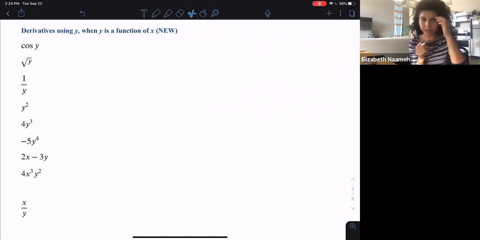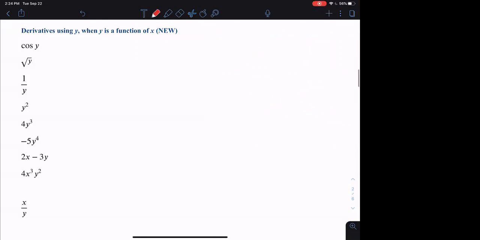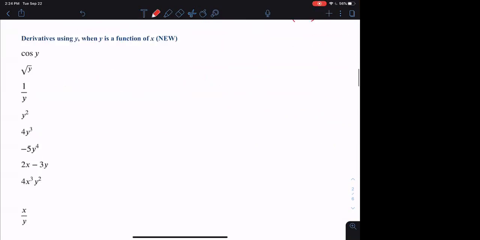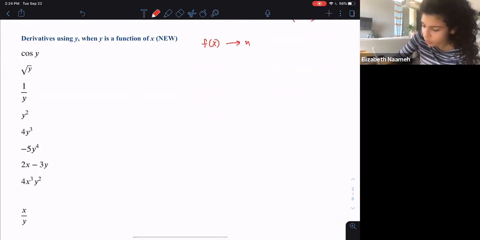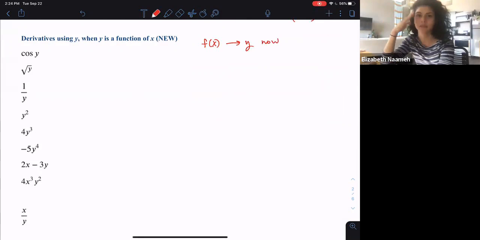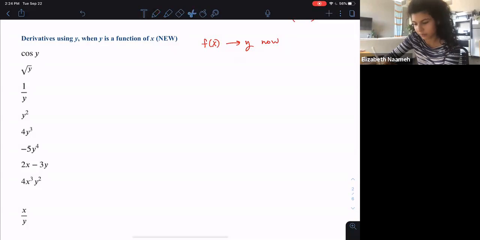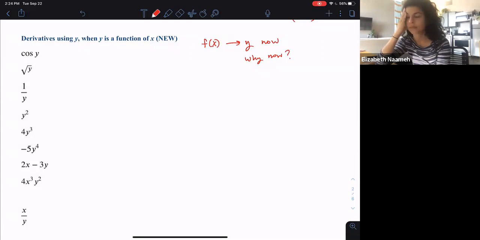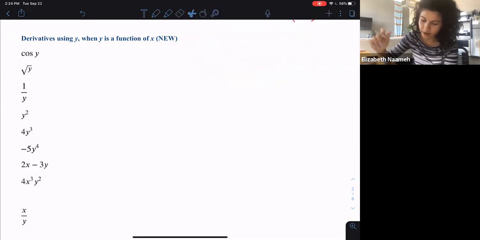Go ahead and write these down. Cosine y, square root y. We're going to do the same thing as above, except instead of f of x, I'm going to use y now. I'm replacing f of x with y. You might be wondering, why now? Because that's the point of the lesson. We're using y now. All right, let's begin.